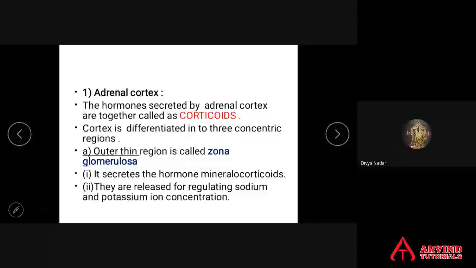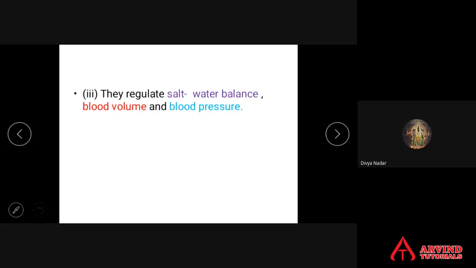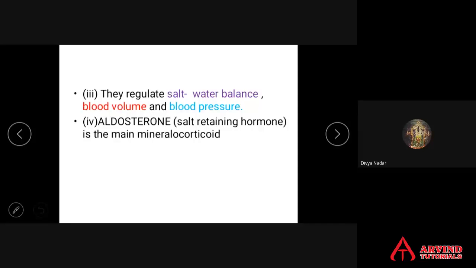And what do these hormones do? They are released for regulating sodium and potassium ion concentration. They regulate salt and water balance, blood volume, and blood pressure. Aldosterone is the main mineralocorticoid. Aldosterone is also called the salt retaining hormone. It balances sodium and potassium levels.